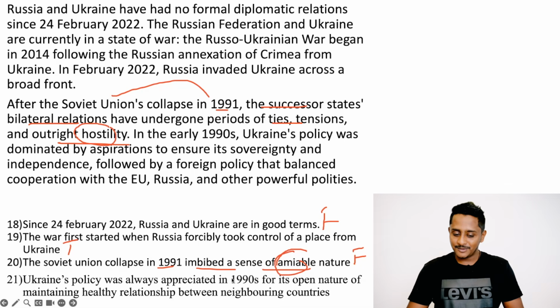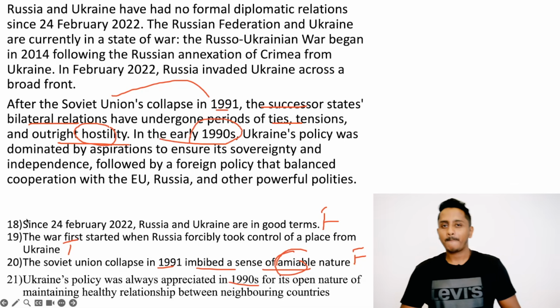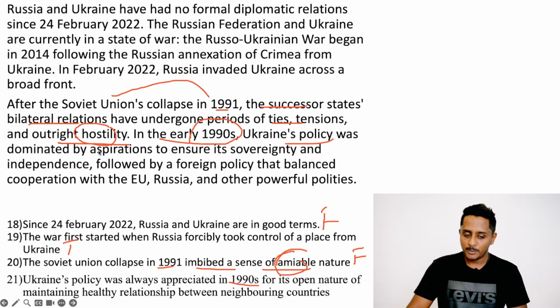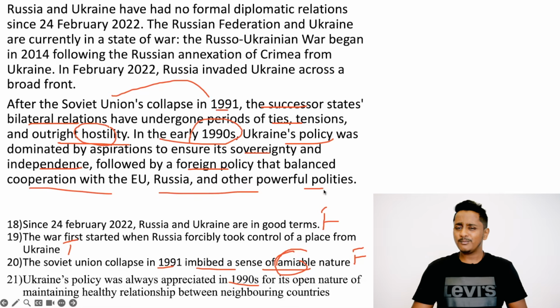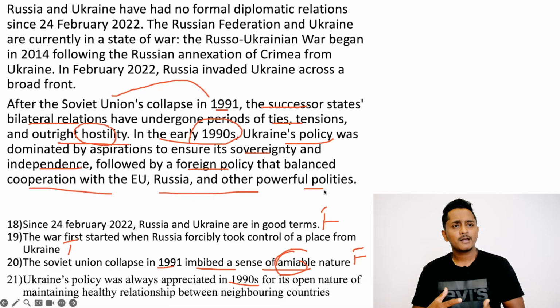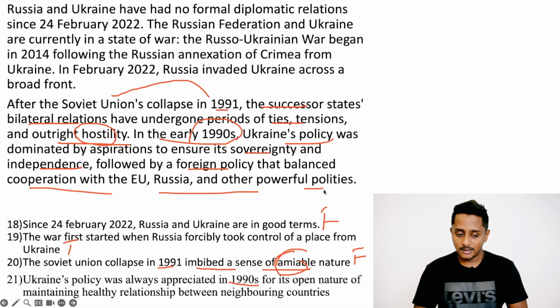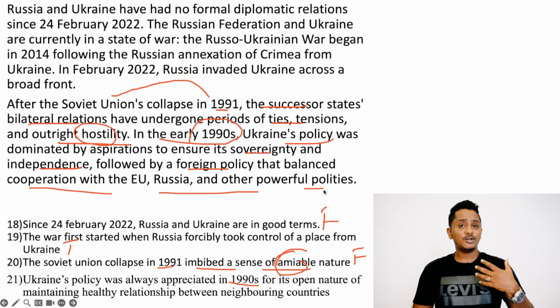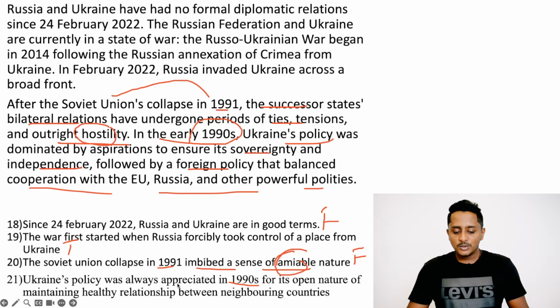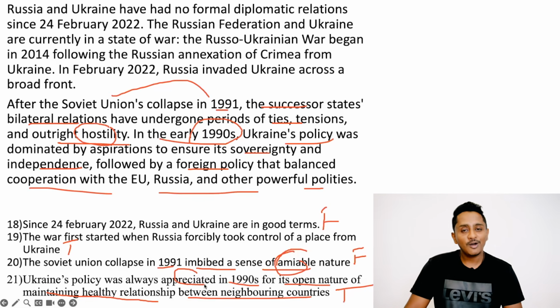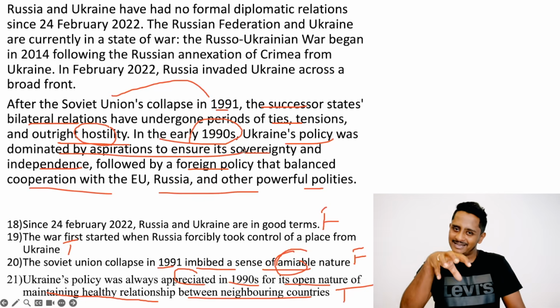Ukraine's policy was always appreciated in 1990s. The 1990s policy was dominated by aspirations to ensure its sovereignty and independence, followed by a foreign policy that balanced cooperation with powerful politics. So it's basically talking about good things. The policy was dominated by some goal aspirations to ensure its sovereignty and independence, followed by good relationships with the nearby countries. Was always appreciated in 1990s for its open nature of maintaining healthy relationship between neighboring countries. It's exactly true. People say appreciated is not there. It was dominated by that, means it had this, so it was appreciated.